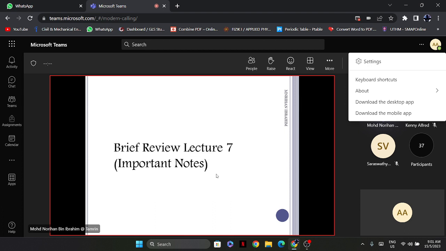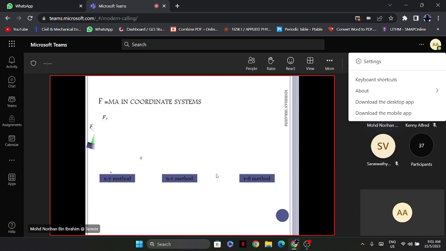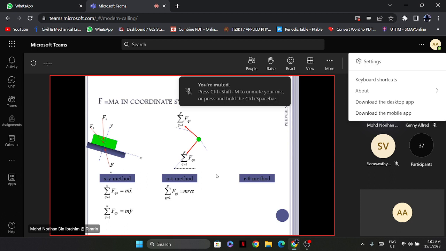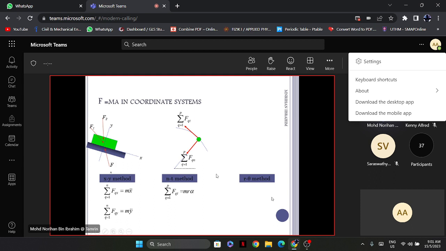So just a brief review on lecture 7. This is an important note: the application of force, mass, and also accelerations. We deal with this kind of problem, and we can apply the appropriate method of solution, whether you need to apply the rectangular XY coordinate system, the normal tangent coordinate system, or the radial transverse coordinate system, the R theta method. This depends on the question itself.